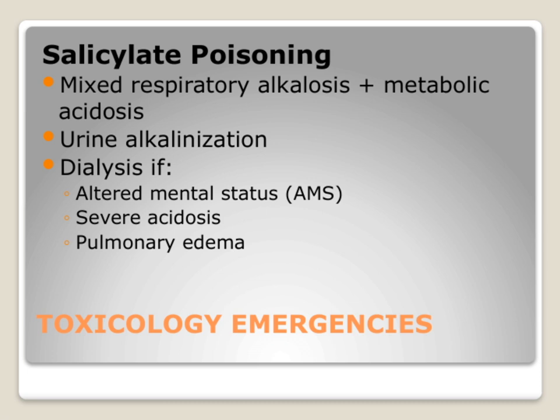One of the key treatment strategies here is urine alkalinization. By making the urine more alkaline, we can enhance the elimination of salicylates through the kidneys. Additionally, dialysis becomes necessary if certain severe conditions are present. These include altered mental status, which indicates significant CNS involvement.